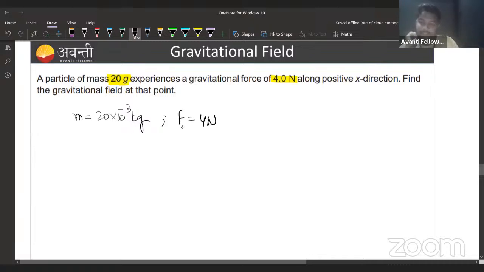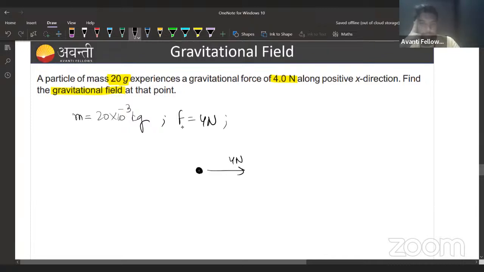Okay, Karim, JNV Karimnagar. The answer seems to be correct. Very good. Find the gravitational field at that point. So, for example, there was some gravitational field. A mass was experiencing a force of 4 Newton along the positive x-axis. So, what do we have to find out?